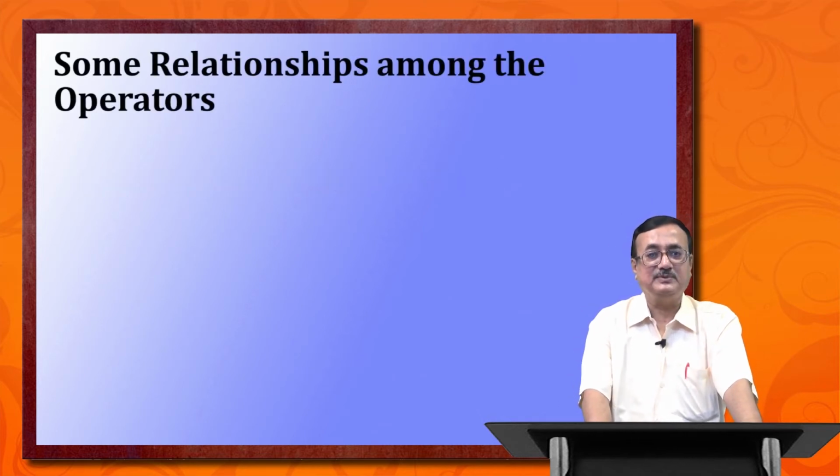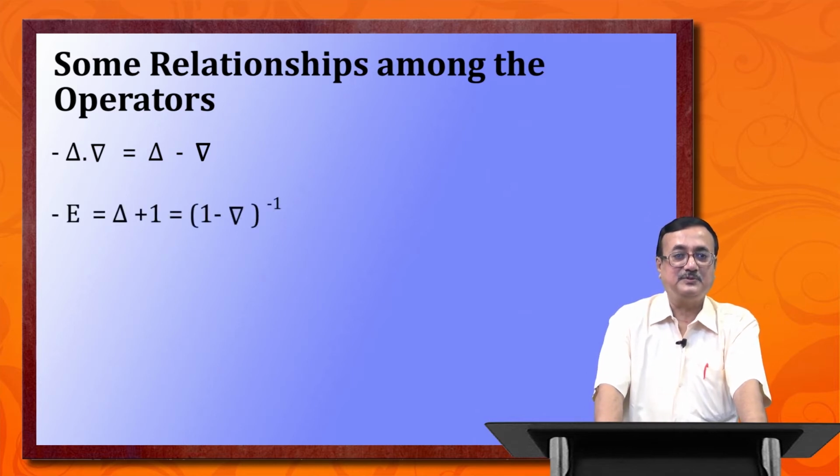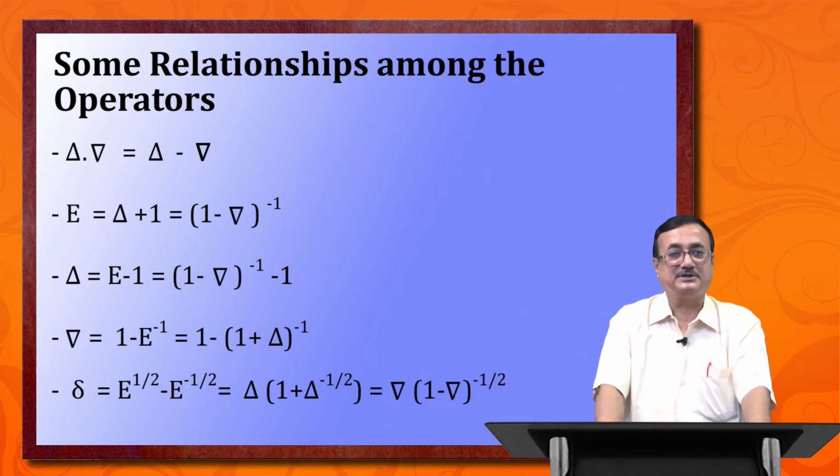Now some relationships among these operators. These are very important relationships. Delta, the forward difference, minus nabla, the backward difference, will give us the difference between the forward delta and the backward delta. There are some operations such as the relationship between E and delta. The shift operator E is equal to delta plus 1. And similar relationships; these are very important, and there may be more and more relationships which can be easily computed with the help of their definitions.